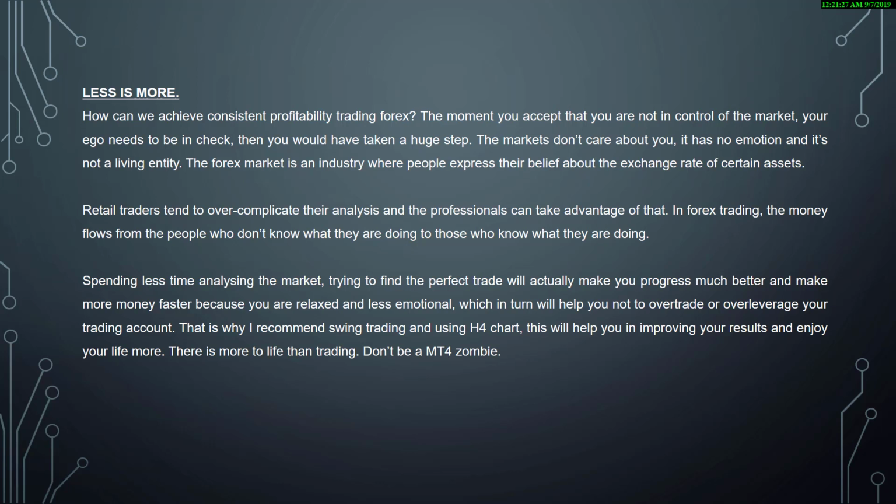How can we achieve consistent profitability trading in Forex? The moment you accept that you are not in control of the market, your ego needs to be in check, then you have taken a huge step. The markets do not care about you. It has no emotion and it's not a living entity. The Forex market is an industry where people express their belief about the exchange rate of certain assets.